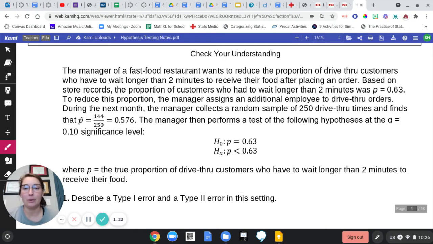So the manager performed the hypothesis test. His null hypothesis was that there was really no difference at all. We just happened to get a sample proportion much smaller. Or the alternative, the thing that we were actually trying to show, is that we really did lower the proportion of people who had to wait longer than 2 minutes.